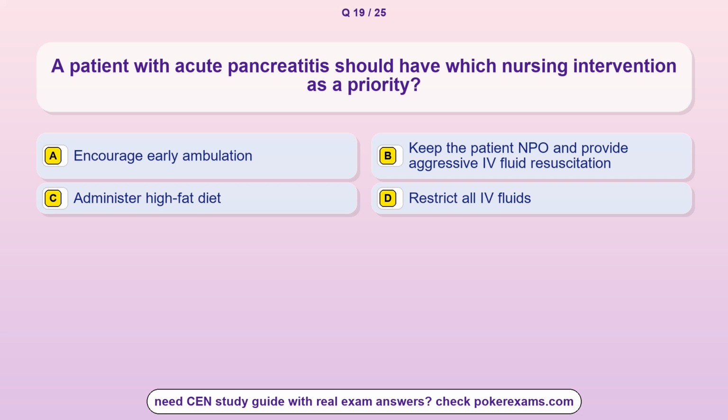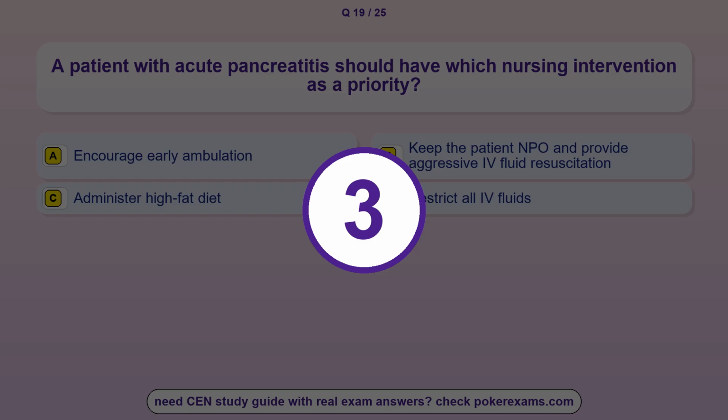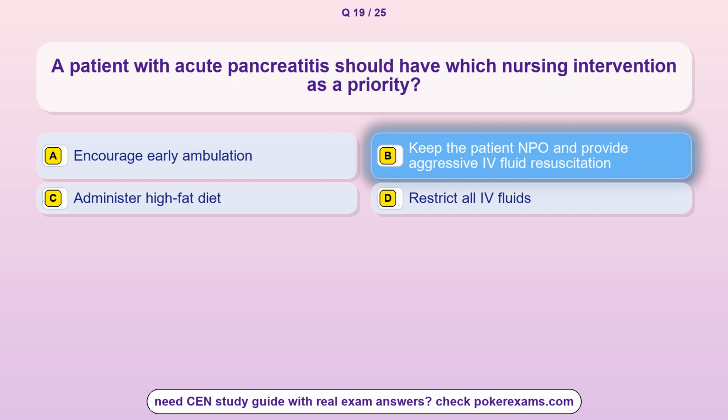Question 19. A patient with acute pancreatitis should have which nursing intervention as a priority? Option A, encourage early ambulation. Option B, keep the patient NPO and provide aggressive fluid resuscitation. Option C, administer high-fat diet. Option D, restrict all fluids. The correct answer is option B, keep the patient NPO and provide aggressive fluid resuscitation.